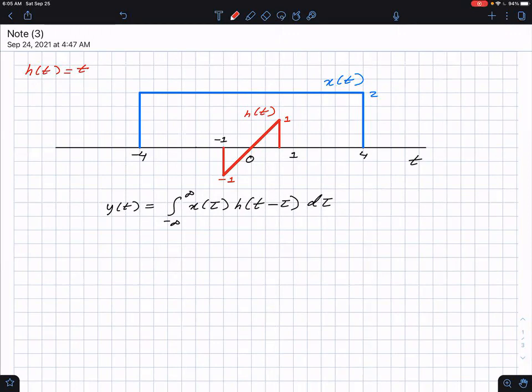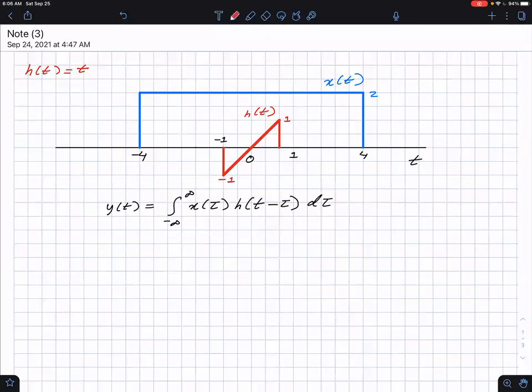The input to the LTI system is x of t, and it is a pulse of height 2 from t equals -4 to t equals 4. And our goal is to find the output of the system, y of t, and it is given by the convolution between x and h, and that convolution is given by this integral.